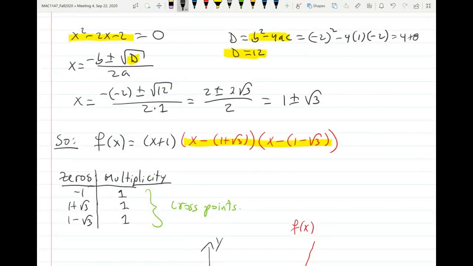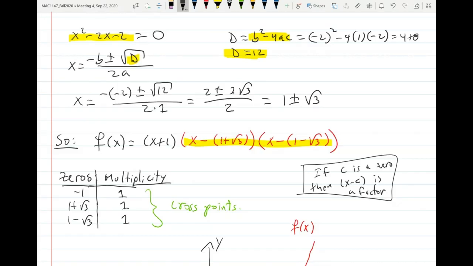The point is that if c is a 0, then x minus c is a factor, right? That's what the factor theorem says. That's all I'm doing. If 1 minus square root of 3 is a 0, then x minus 1 minus square root of 3 is a factor. That's all. I'm literally using that. Remember, that was the factor theorem. Remember that we did it last time? Got it. Thank you. Yep, no problem.